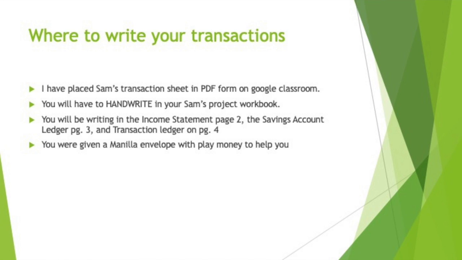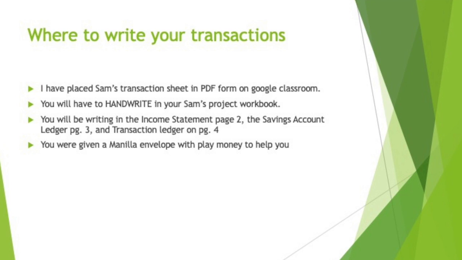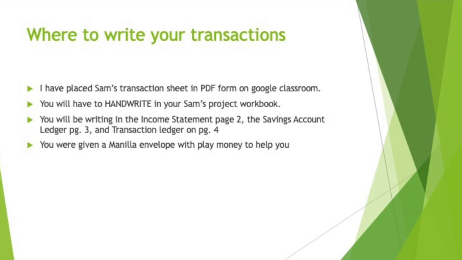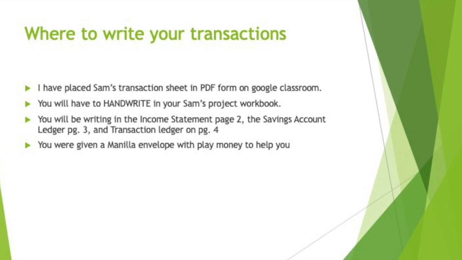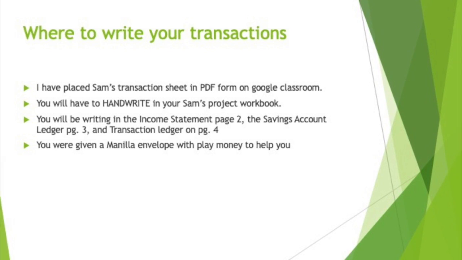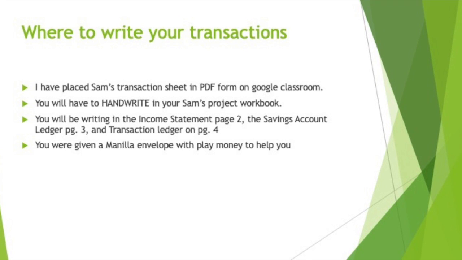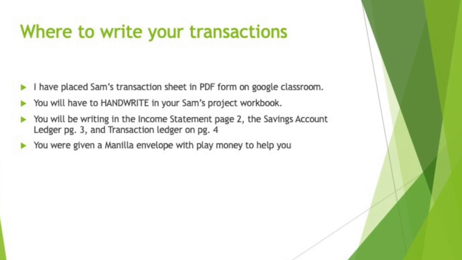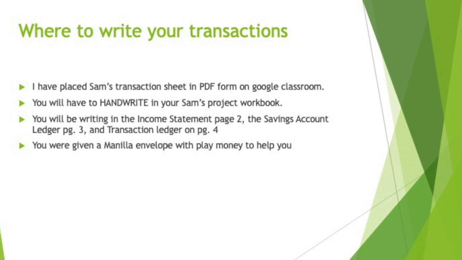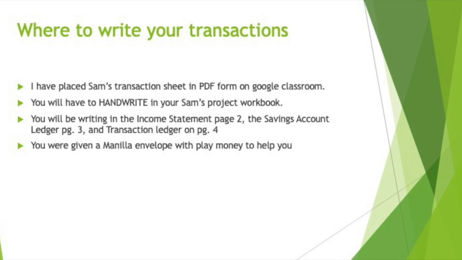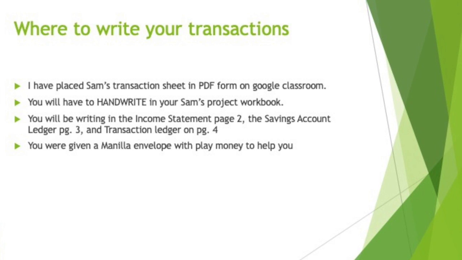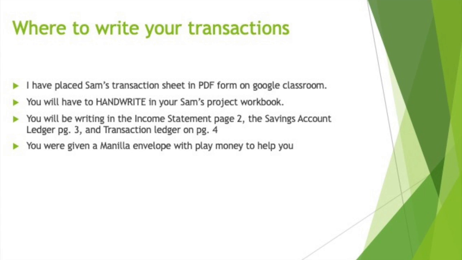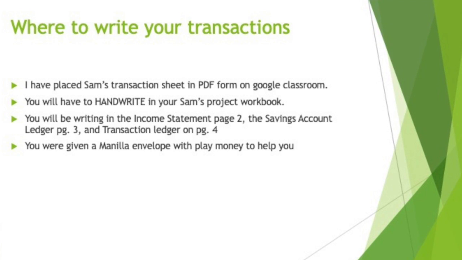Okay, so how to actually write your transactions this week. The first thing you need to do is go onto Google Classroom and make sure that you download, print off, or open up that PDF that says Sam's transactions. You're going to use this for all of your parts. You will have to handwrite in your Sam workbook. You should have received it a couple weeks ago. You will be writing in the income statement, which is on page 2, the savings account ledger on page 3, and the transaction ledger on page 4.